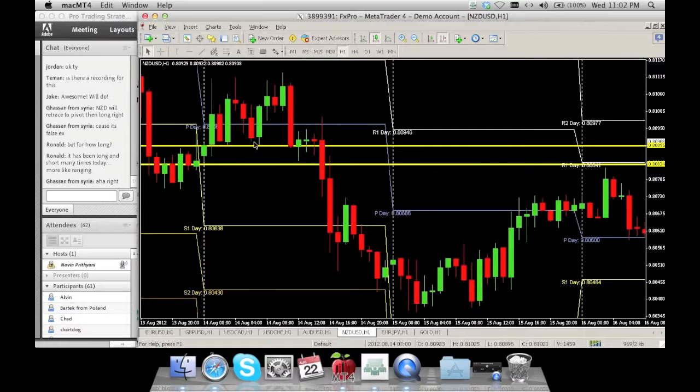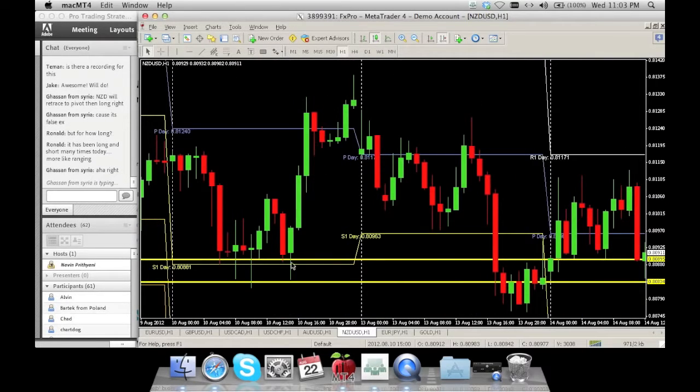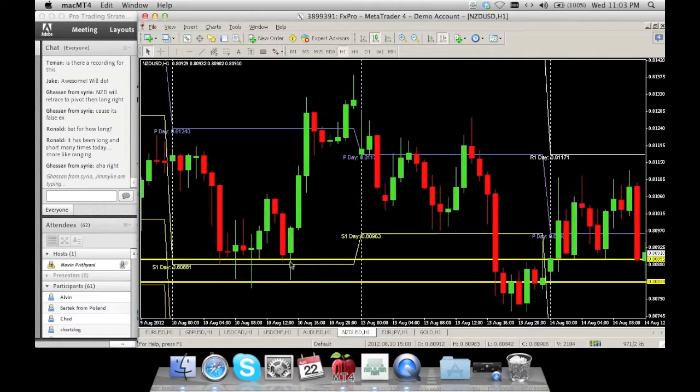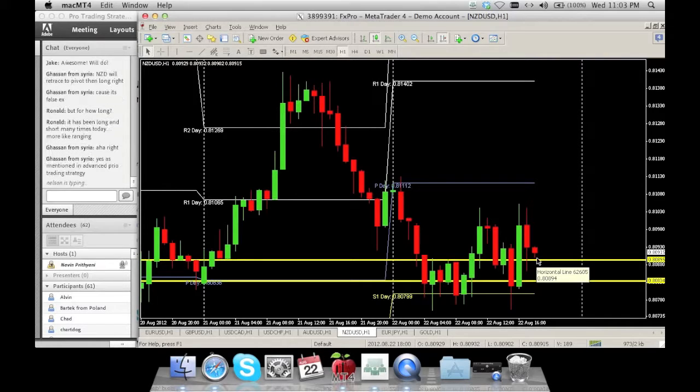Okay, see here, pinpoint supports. No bodies coming out of this, only tails. Again, no bodies coming out, only tails. So this line has power. And you can see it's probably just fooling around from this area. Should get ready to go long. Yes, as mentioned in advanced pro trading strategies, I think our previous one on support and resistance goes more into detail on how to read candles professionally in terms of tails and all that stuff.